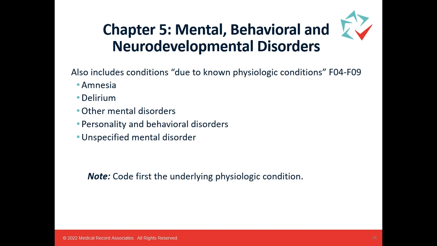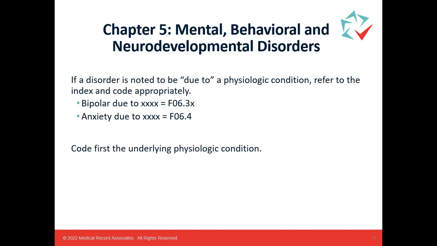This also includes conditions due to known physiologic conditions, F04 to F09. This includes amnesia, delirium, other mental disorders, personality and behavioral disorders, and unspecified mental disorders. And again, there is a code for the underlying physiologic condition with these codes as well. If a disorder is noted to be due to a physiologic condition, refer to the index and code appropriately. So there is an index entry for bipolar due to a condition. It tells you to use F06.3, and then anxiety due to, F06.4. So again, make sure that you understand your due tos. Don't always go by your encoder. Maybe have a copy of the electronic index up, or your book, and pay attention to those. You don't want to be misled by an encoder, but there are some codes that have the due to.